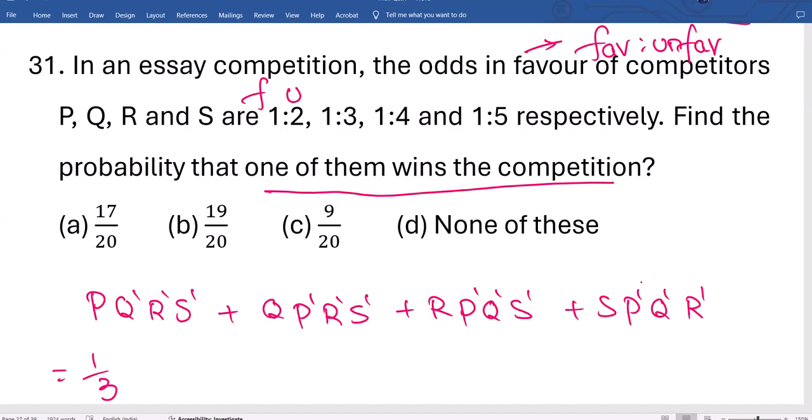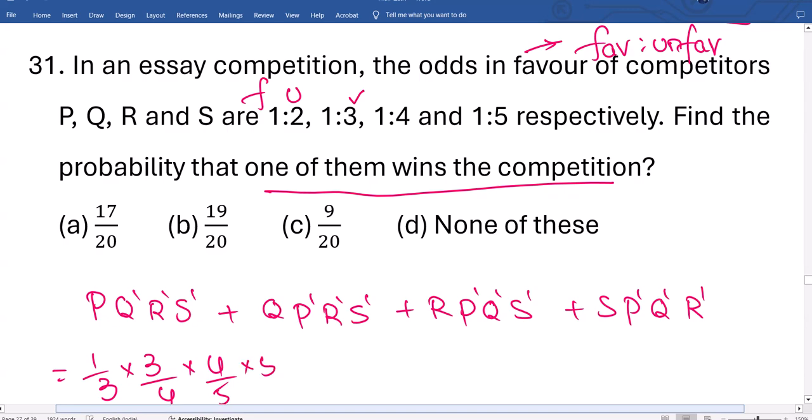Right. So now Q not winning the game is unfavorable to total required. Q not winning the game. R not winning the game is 4 out of 5. S is 5 out of 6. Q winning the game 1 by 4. P not winning the game 2 by 3. R not winning the game 4 by 5. S not winning the game 5 by 6.